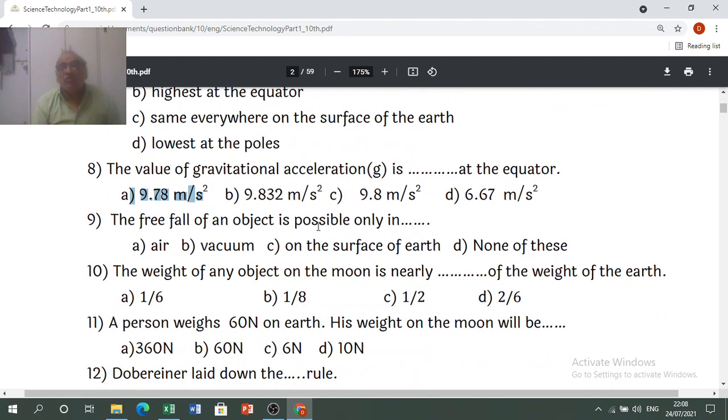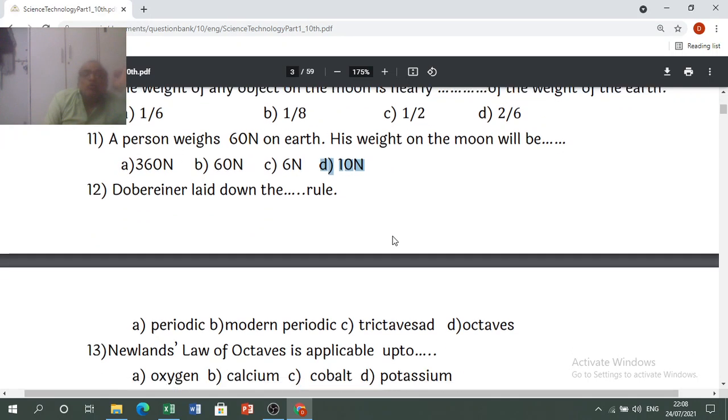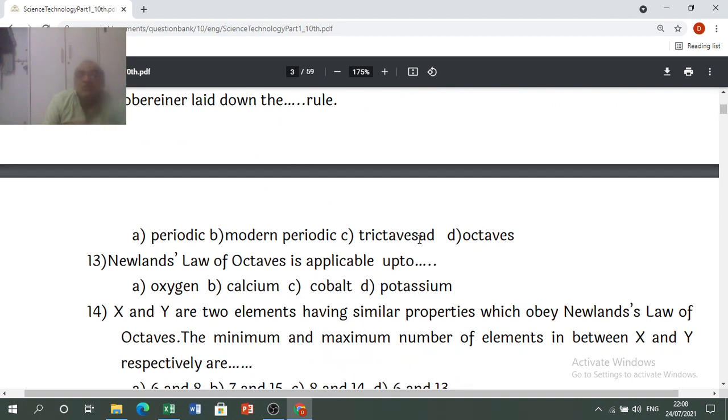The free fall of an object is possible only in vacuum. Okay. The weight of any object on moon is nearly 1/6 of weight on Earth. जर आपले Earthवर 60 न्यूटन असेल तर तिथे 10 न्यूटन असतं. That is, here the option of question number 10 is 1/6. That's why a person weighing 60 Newton on Earth has weight on the moon of 1/6 of 60, that is 10 Newton.